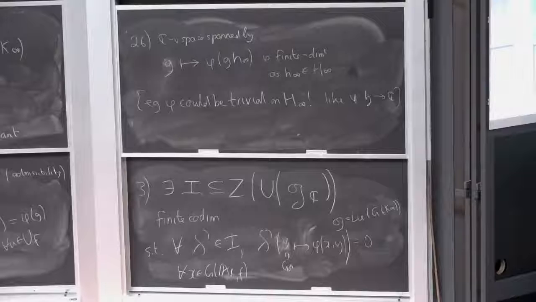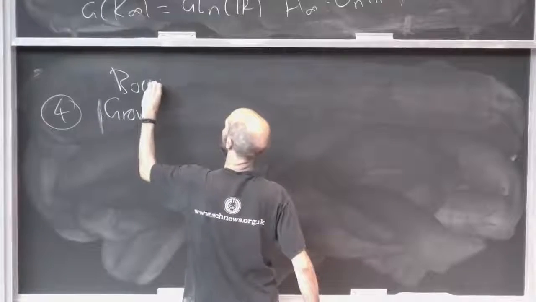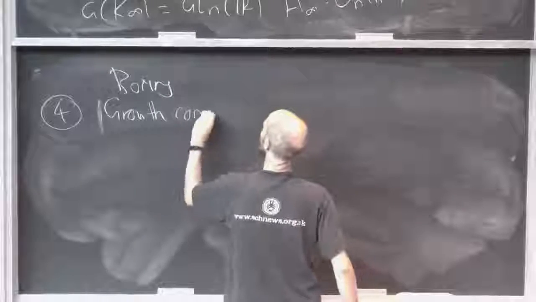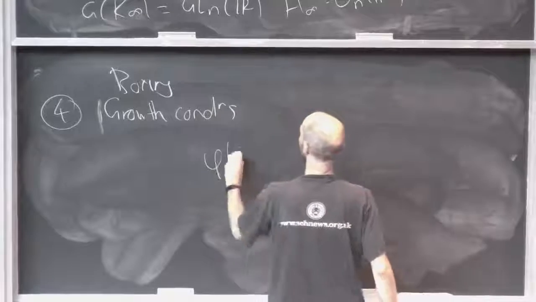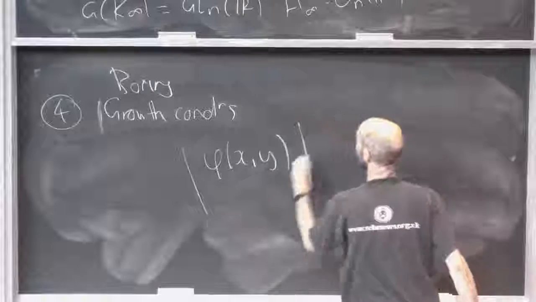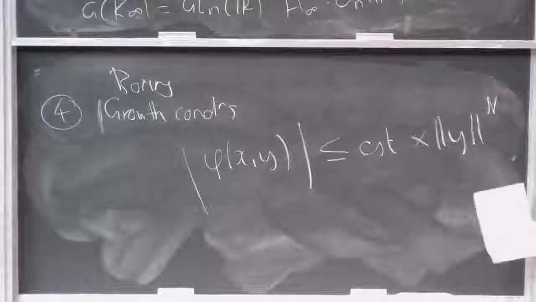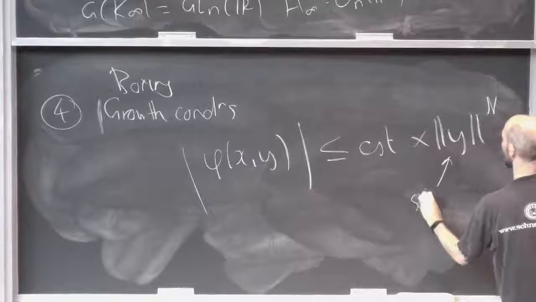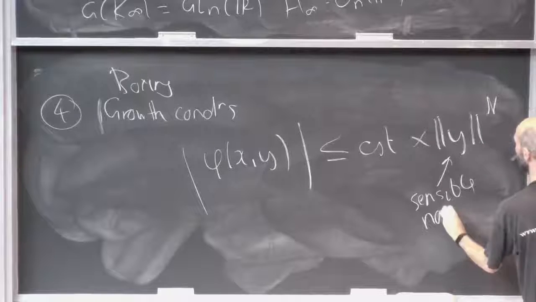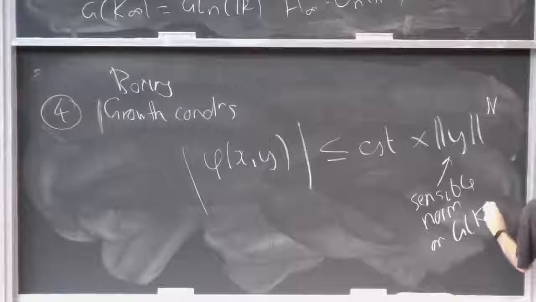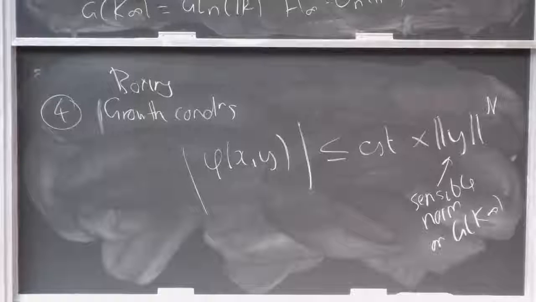And there's one more part of the definition, but it's really boring. So part 4, some boundedness, some growth conditions. Boring growth conditions. Phi of (x, y) is at most some constant times the norm of y to the power n. That's all it is, where this is some sensible norm on G(K_infinity). Just take any norm, make it sensible. It's fine. I don't want to say any more about growth conditions.